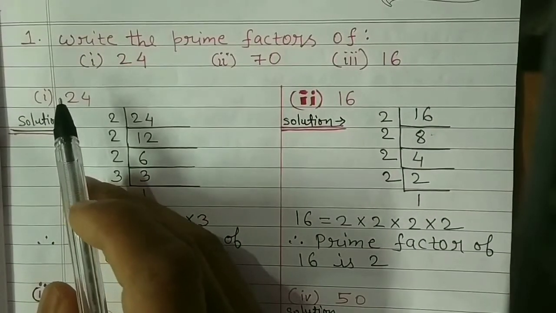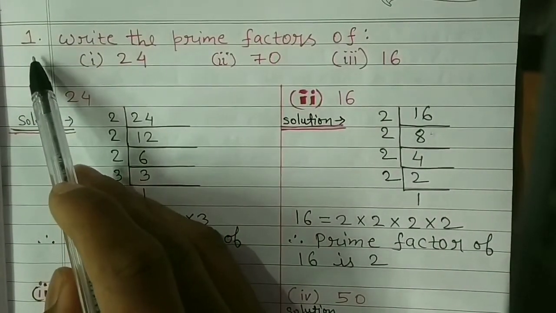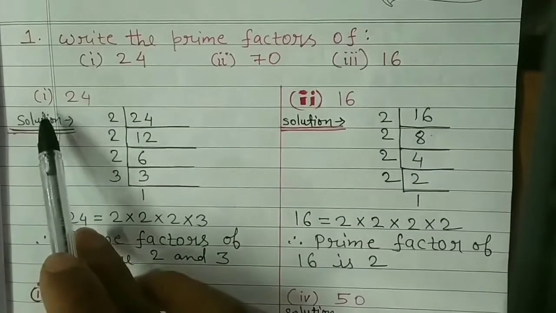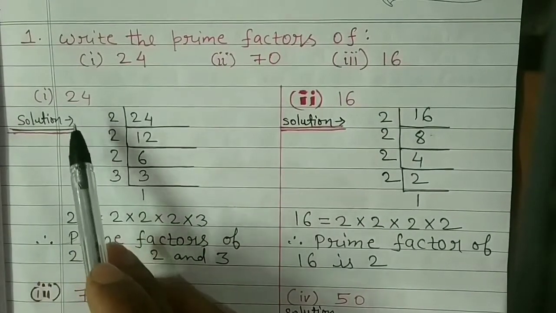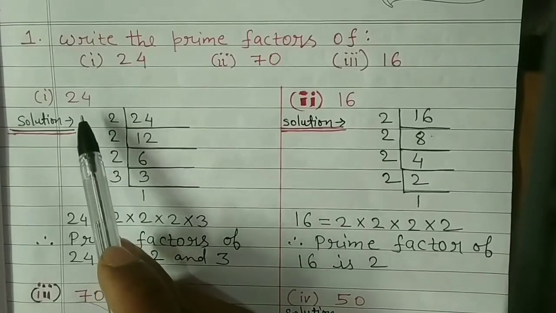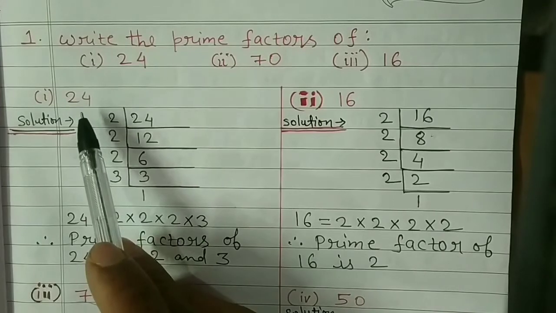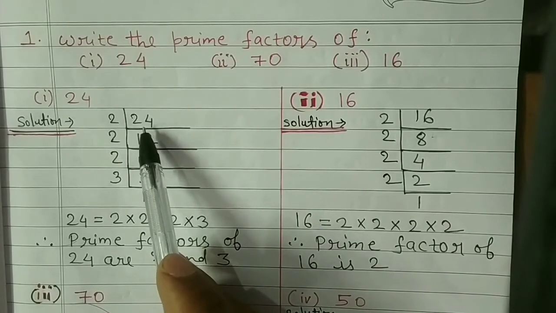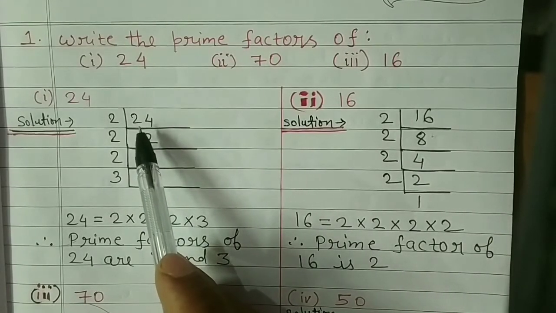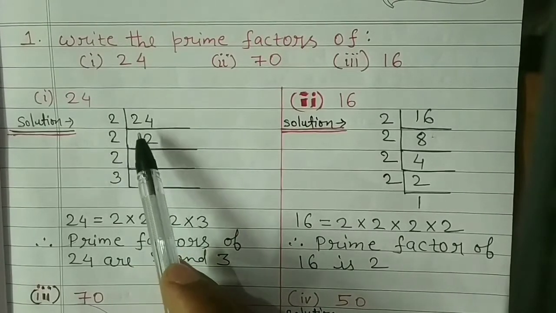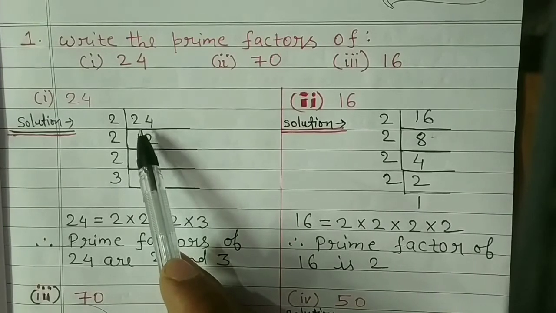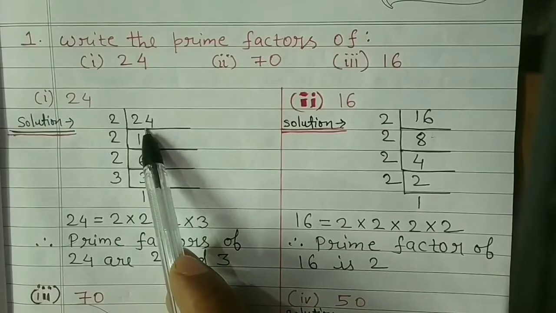Now we are going to solve some questions. The first question is, write the prime factors of these numbers. And the first number is 24. So here we are going to find the prime factors of this number 24. Okay? So what we are going to do, we are going to write here 24 and we are going to check the prime numbers from the beginning, which prime number will divide this 24. So as we can see here, the prime number 2 will divide this 24 and the quotient will be 12.